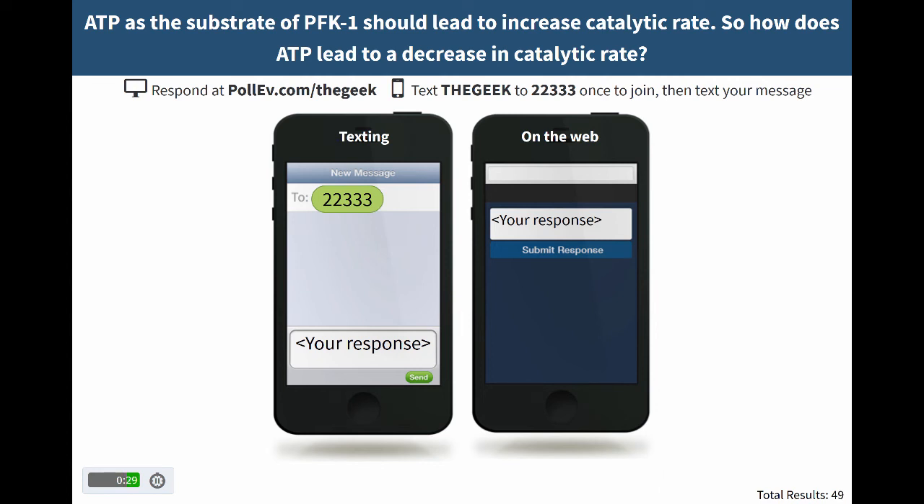About 30 seconds left, so submit an answer. It'll take a little bit of time to text these or type them, so submit an answer. All right, 10 seconds.